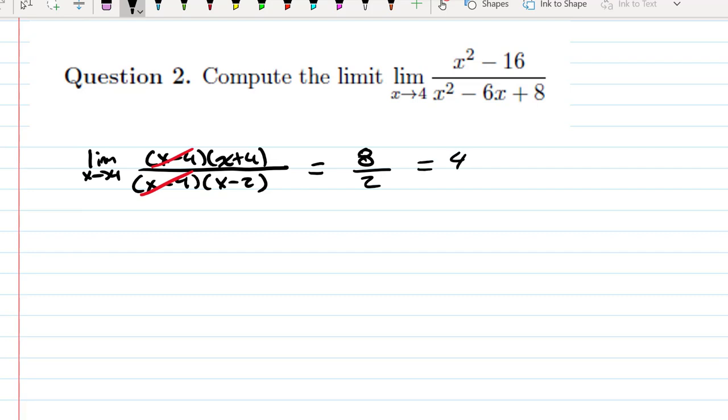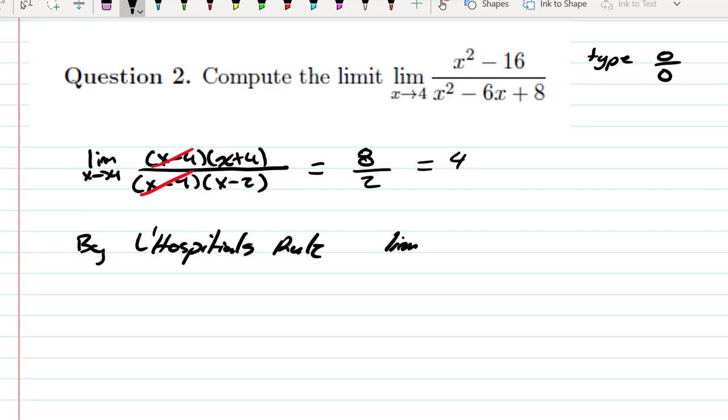But we could also notice that this is type 0 over 0. Because if I plugged 4 in, I would get 16 minus 16, which is 0, and if I plug 4 in here, 16 minus 24 plus 8 is also 0. So by L'Hopital's rule, this is the same as the limit as x approaches 4 of 2x. So we take the derivative of the top, and then 2x take away 6. And now we plug in 4. 2 times 4 is 8 minus 6 is 2, and we get the same thing.